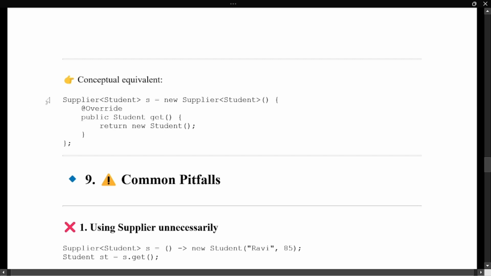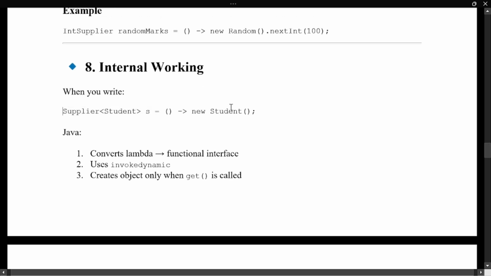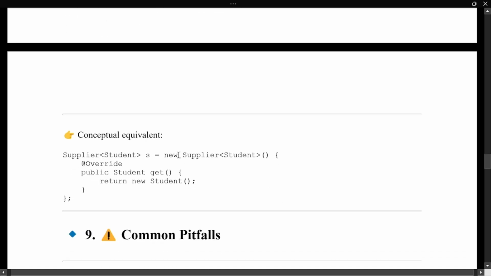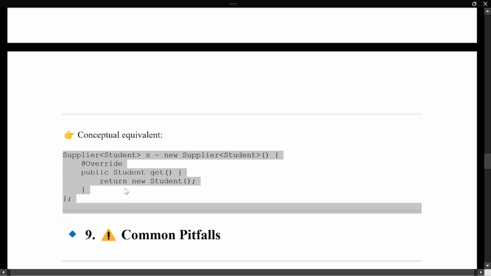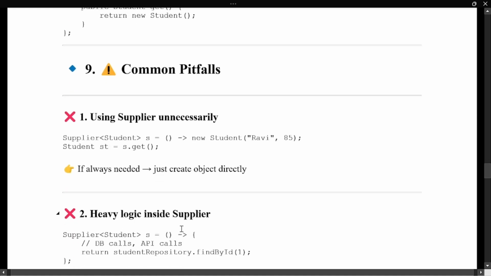So conceptually equivalent. When we write it like this, then what it does is an anonymous inner class is created like this. Supplier of student s is equal to new supplier student, and it is an anonymous inner class. So let us see some common pitfalls associated with this supplier functional interface.